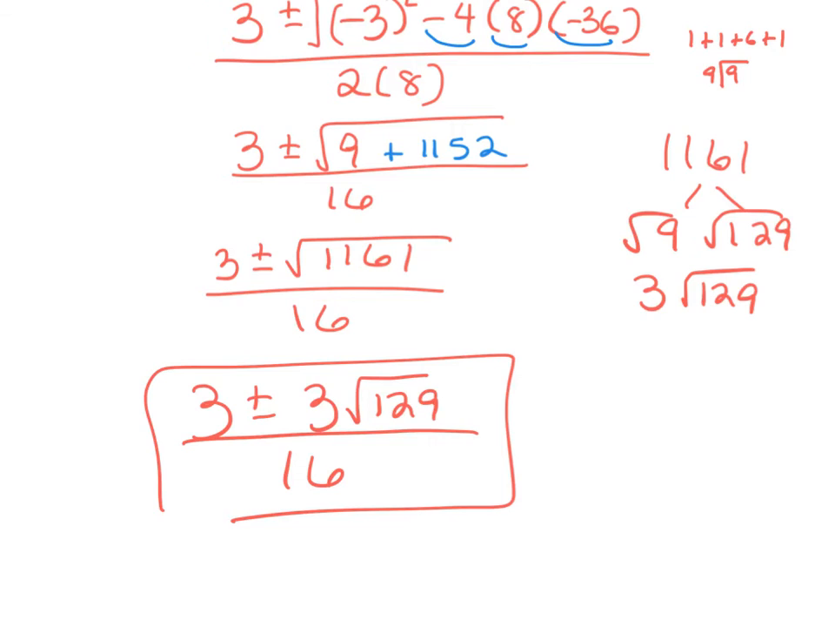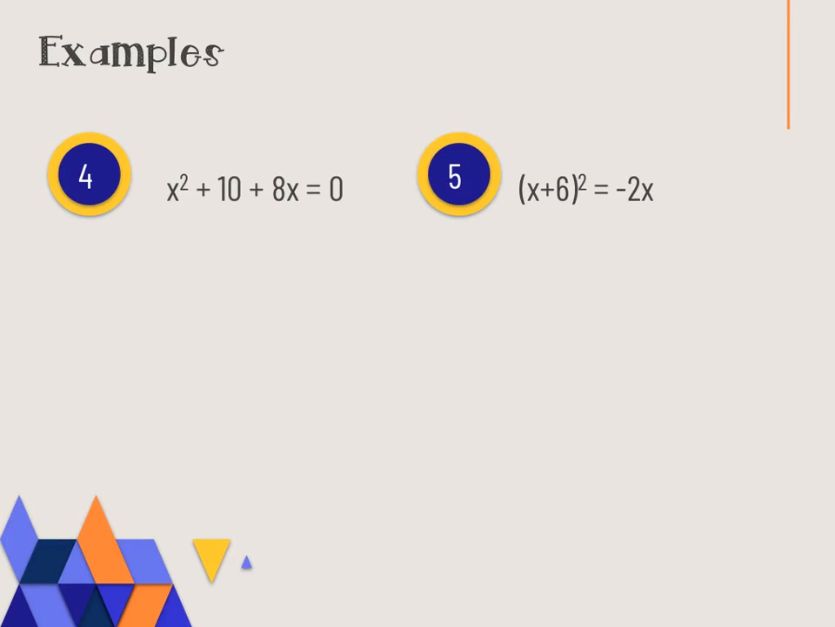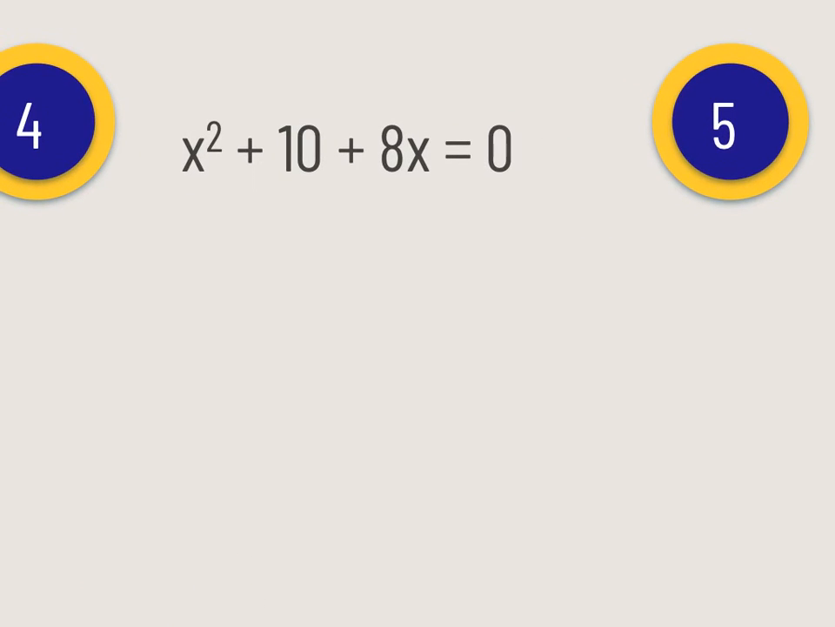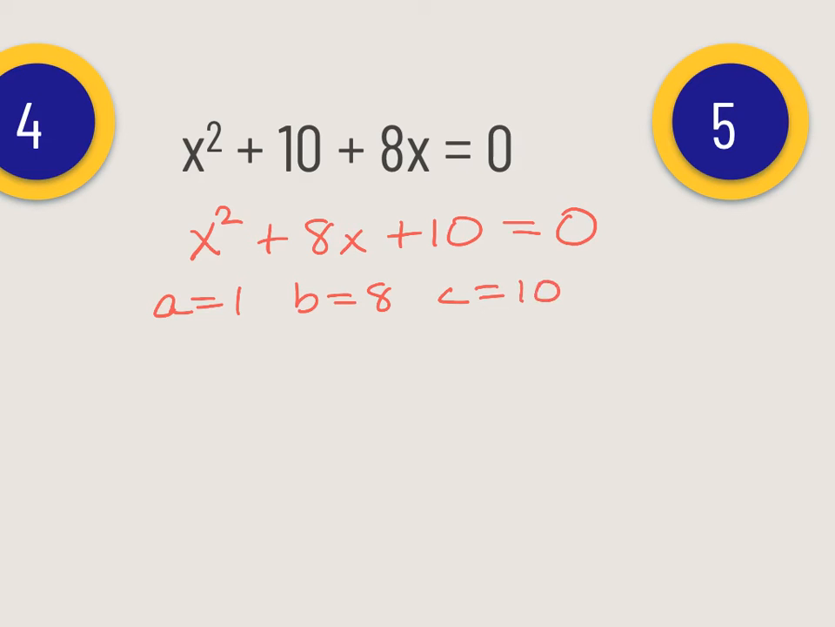Two more examples, and then the rest of the time you can work on your homework. Now, number 4 is a trick question. At first glance, you're thinking, oh, that's in standard form. But remember, the correct order for standard form is the x squared term, then the x term, then the constant, and it equals 0. So make sure it's in this order. If you thought your B value was 10 and your C value was 8, you're going to get it wrong. So here, my A is 1, my B is 8, my C is 10.